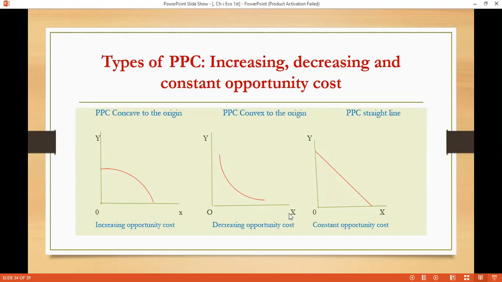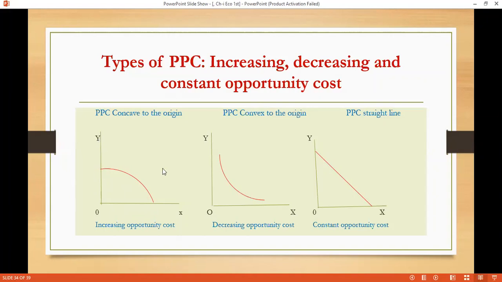And here the PPC is convex to the origin when opportunity cost is decreasing. That is, for producing more X product, we are giving up Y product at a decreasing rate. Here at an increasing rate, here at a decreasing rate. And this is a straight line PPC, called constant opportunity cost. That means to increase the production of X product, we are giving up Y product at the same rate. In that case, we get a straight line PPC. So this concave shaped PPC means that when we are increasing production of X product, we are giving up Y product at an increasing rate.